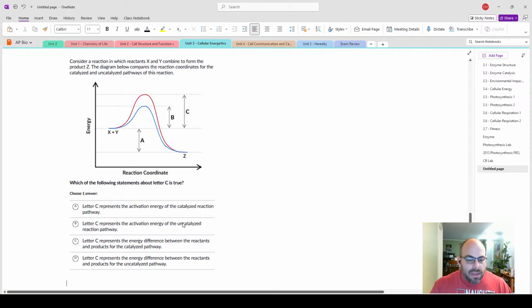What does this catalyzed mean? What is an enzyme? It's just a catalyst, right? And so you can think of it, if it helps you to read it by saying with an enzyme, without an enzyme, that's fine too. But C is the uncatalyzed, because what does a catalyst do? It lowers the activation energy of a reaction. And so the answer is B.